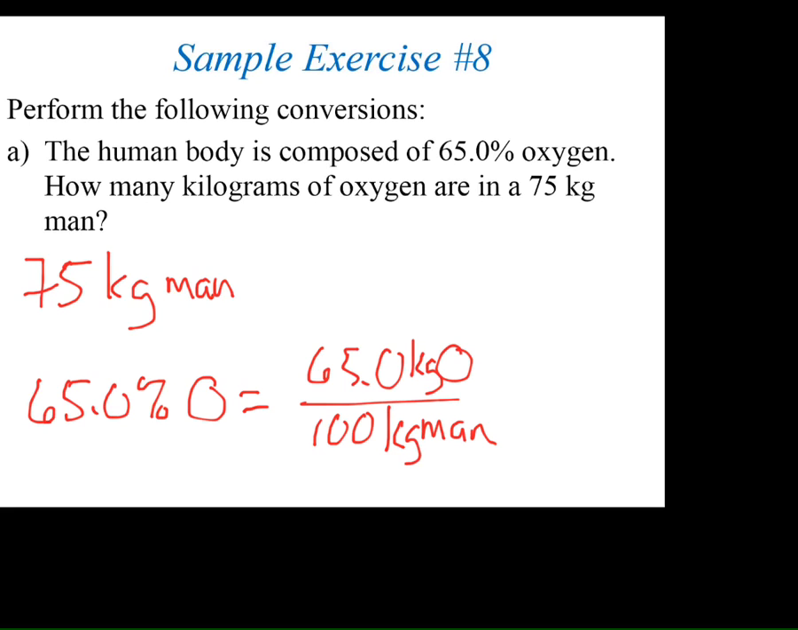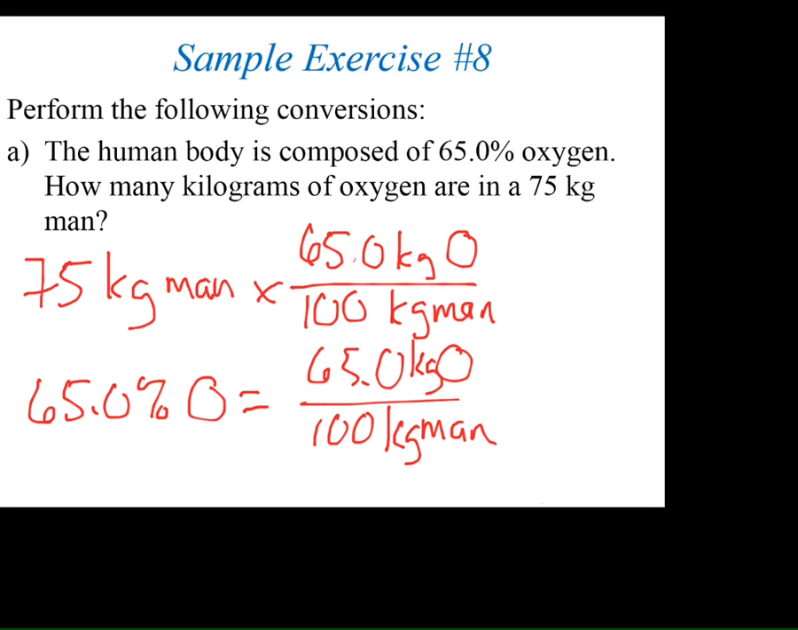Okay, awesome. So let's plug that in here. I'm in kilograms of man, so I need kilograms of man on the bottom. Oh, well, how many kilograms of man? We just figured it out: 100 kilograms of man is 65.0 kilograms of oxygen. So we cancel kilograms man, and we're left with kilograms oxygen.